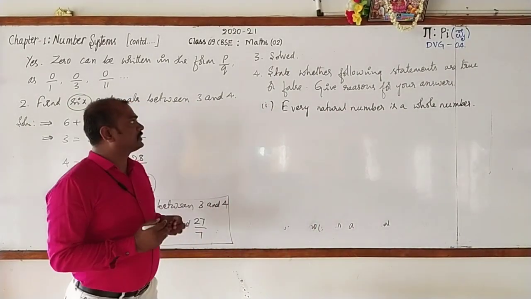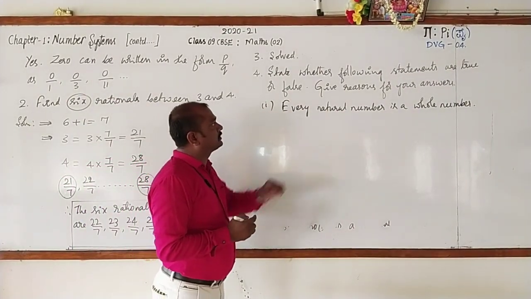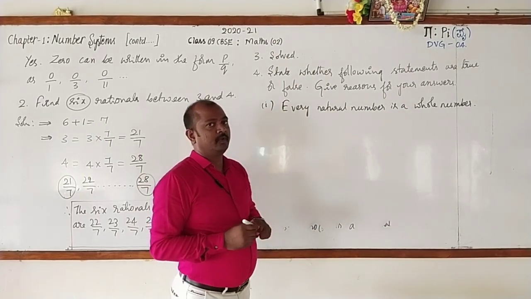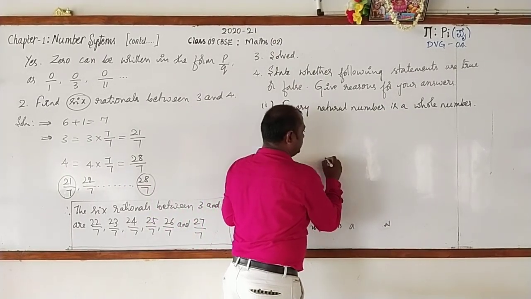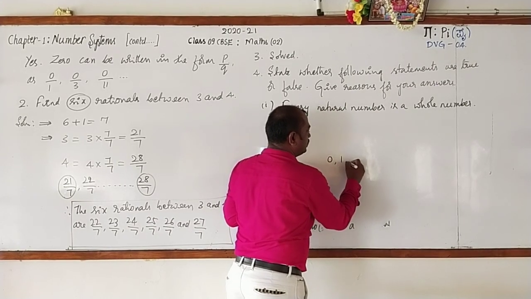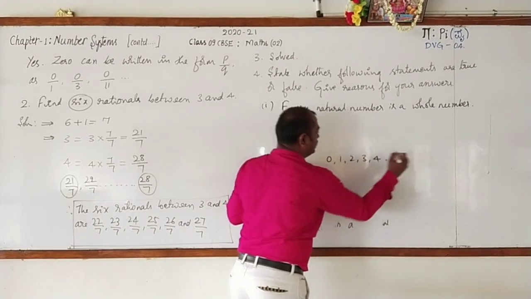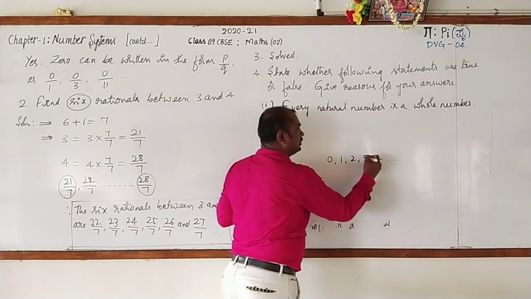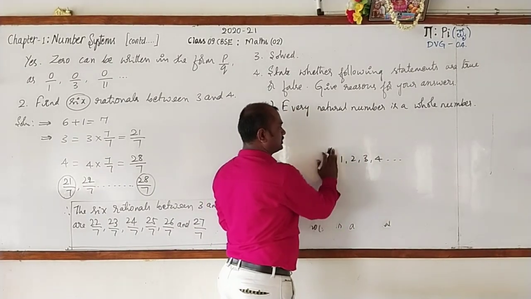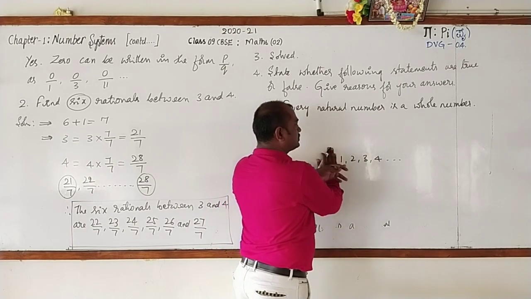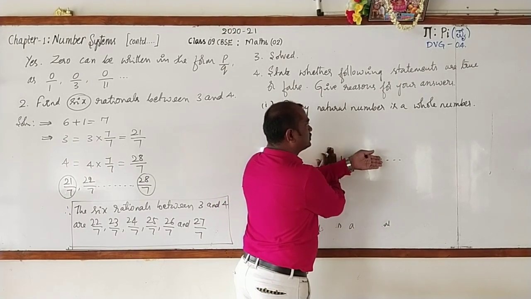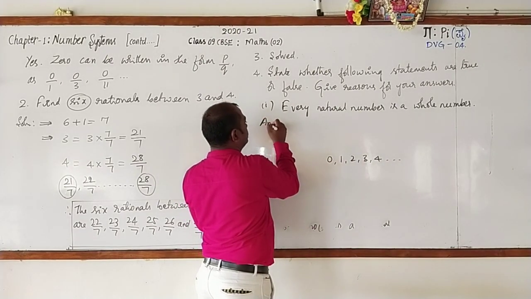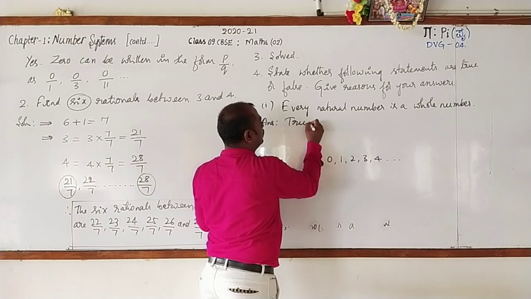You just go through the given statement. Do you say that it is correct? Every natural number is a whole number. If I go for writing the whole numbers, they are 0, 1, 2, 3, 4 and so on. All these 1, 2, 3, 4, they are all natural numbers. Hence, we can say that all natural numbers are whole numbers. Right answer. It is true.